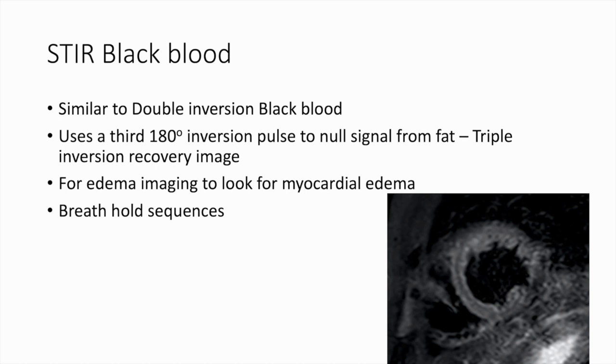The STIR black blood image is similar to the double inversion black blood image. It uses a third 180-degree inversion pulse to null signal from fat, hence a triple inversion recovery image. It is used for edema imaging to look for myocardial edema and is a breath hold sequence. Here you can see an image where signal from both the blood and fat is null.